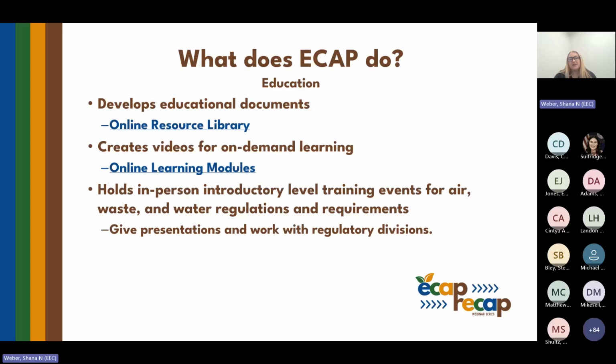Now, all of these documents are going to be housed online in our resource library, which is going to be linked to this slide. So if you ever have any questions or want to see if we have any documents, chances are we do in our resource library. So feel free to always go in there and take a look.